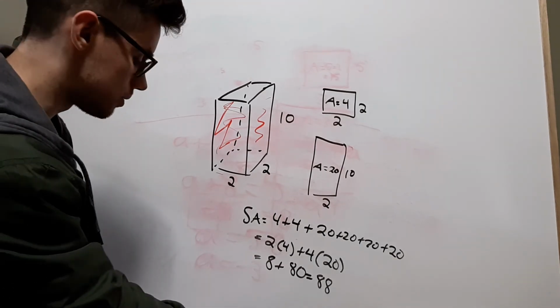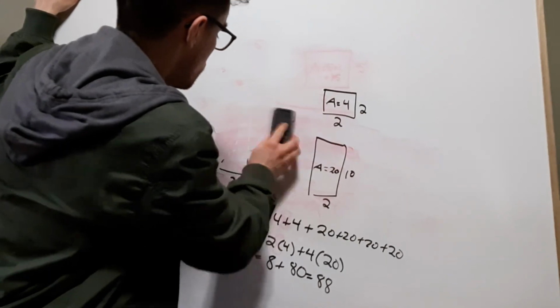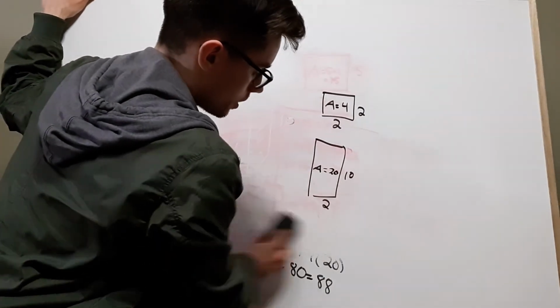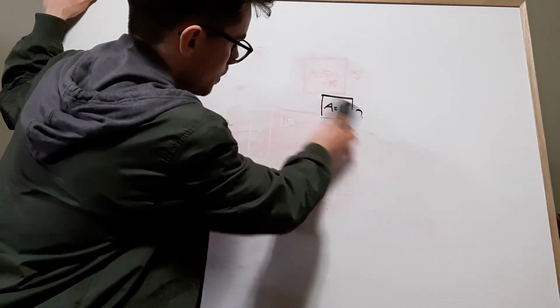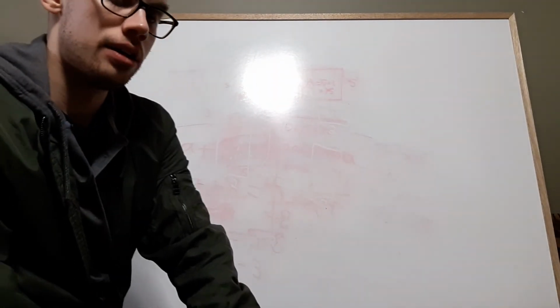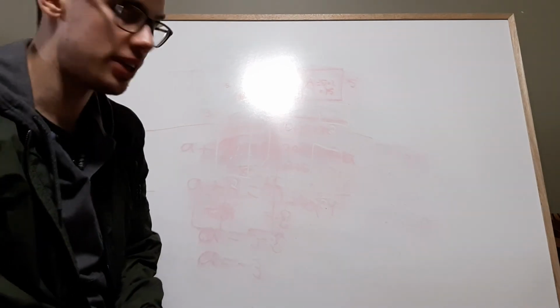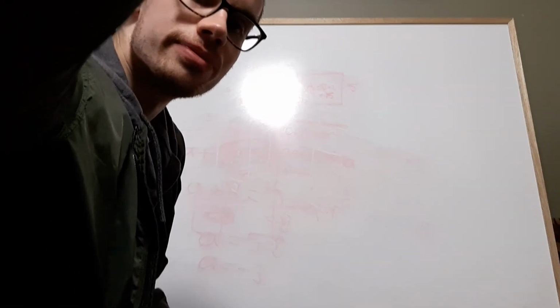Yeah, so that's finding the surface area of rectangular prisms. Tomorrow, or one of these days, we'll look at triangular prisms, and yeah, we'll get there eventually. But for now, that's just rectangular prisms, so I will see you in the next video, or the next day.